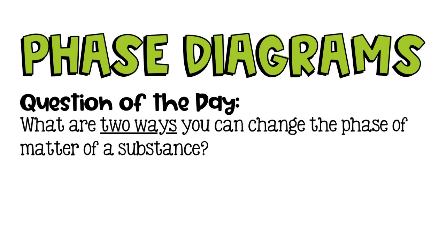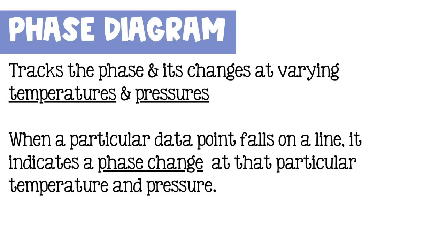Today we are going to learn about phase diagrams. The question of the day is, what are two ways you can change the phase of matter of a substance? Now we're going to be looking at phase diagrams, which track the phase and its changes at varying temperatures and pressures. So you can change the phase of matter by changing the temperature and the pressure.